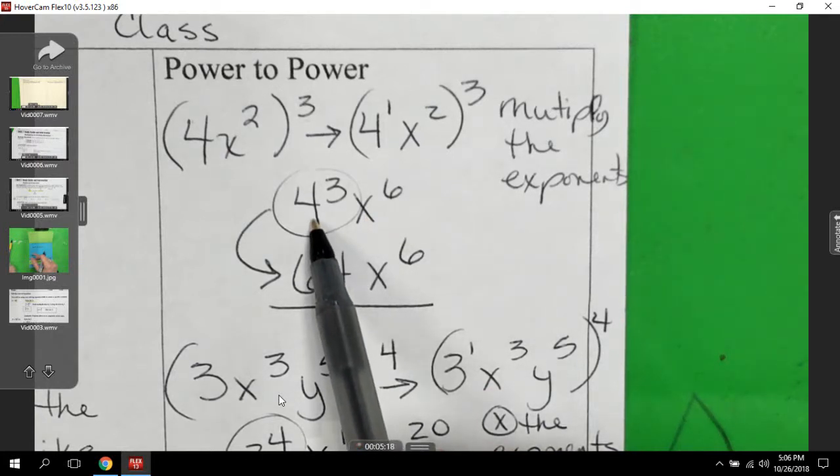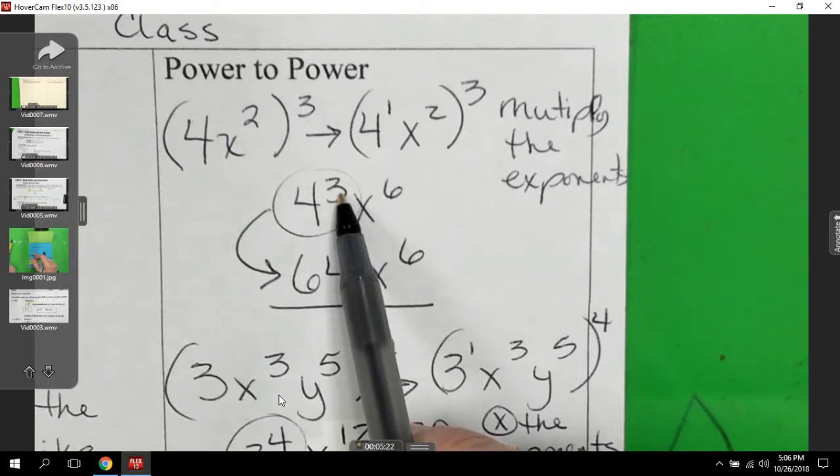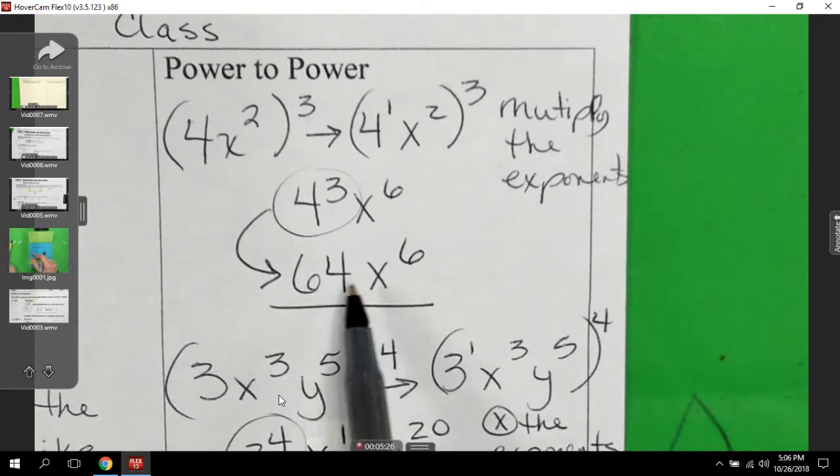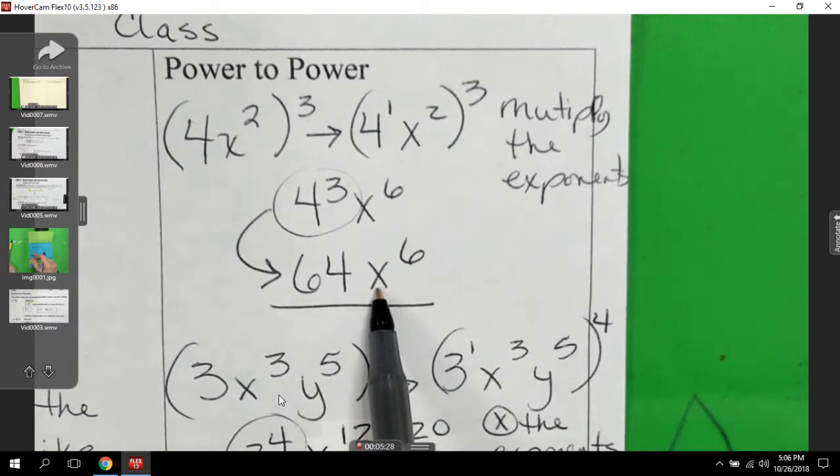The coefficient we're going to multiply. 4 to the third power, we get 64. 64x to the sixth is the best we can do on that problem. That's our final answer.